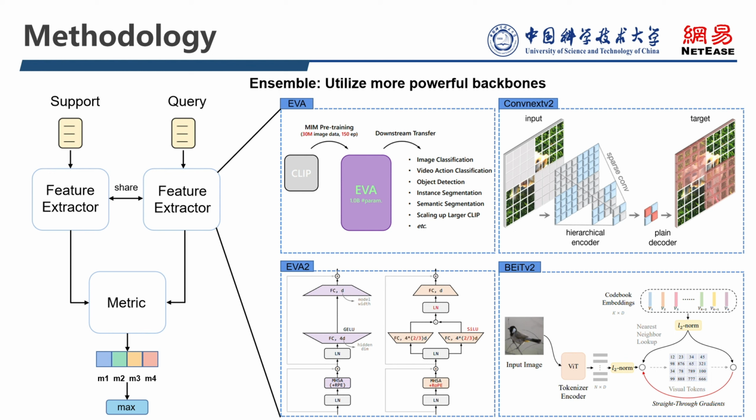Based on prototypical networks, we utilize more powerful backbones in it. Here are the backbones we used. The top left is EVA, a model pre-trained with masked images to regress CLIP vision features. The top right is ConvNeXtV2, which proposes a fully convolutional masked autoencoder. The bottom left is EVA2, which uses a more advanced model architecture. The last is BEiTV2, which encodes the image as a discrete latent space. We run inference on the query image with all backbones and adopt the prediction with the highest score.